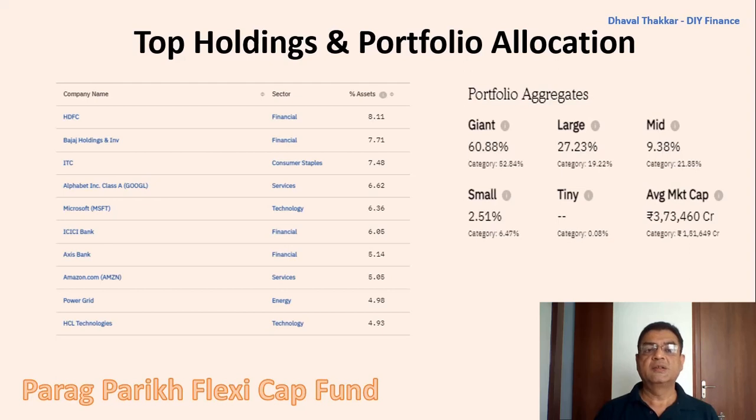Flexicap funds have the privilege of investing across categories without any capping, but as the fund's AUM increases, it becomes more and more difficult for the fund manager to find good stocks in small and mid cap categories, and the fund's portfolio slowly turns into that of a large cap fund. This type of portfolio allocation and strategy is quite beneficial for long-term investors.